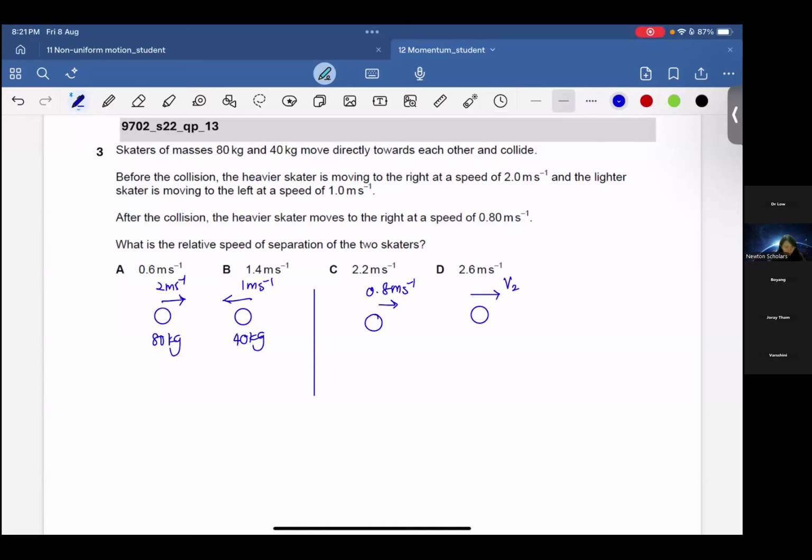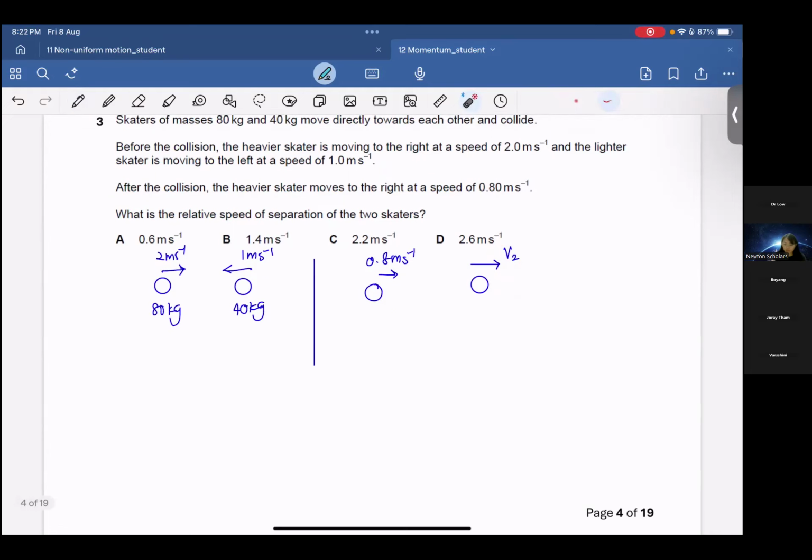Okay, boys and girls, here, because they didn't mention it's perfectly elastic, we need to calculate the V2 first. Then after that, for the relative speed of separation, we use V2. If they are in the same direction, we use V2 minus 0.8. If they are in opposite directions, then we add them up. So now your task is to find out what V2 is.